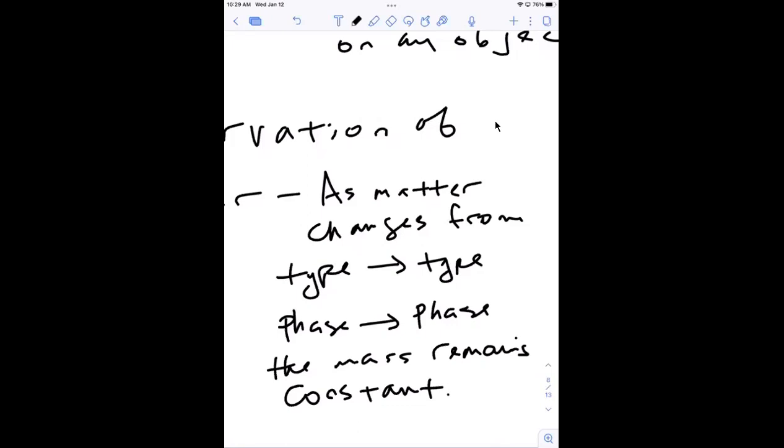But if you compare the mass of what you started with and what you end with, it should be identical. So that's a way to think about the law of conservation of matter. As matter changes from type to type or from phase to phase, the mass of that matter should stay the same.